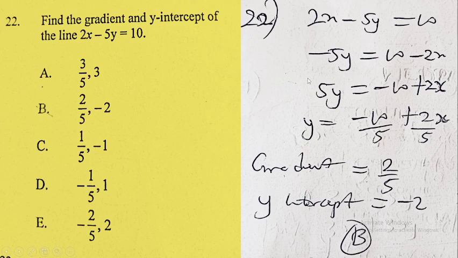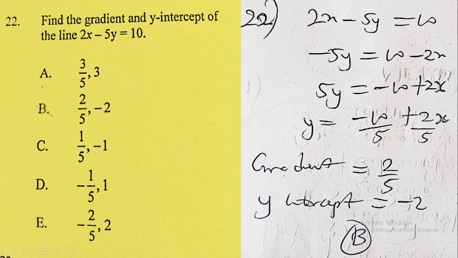Then you can multiply both sides by minus. That will take care of the minus here, and this becomes minus, this becomes plus. So our aim is to make y the subject of the formula. Then divide both sides by 5. That will give us minus 10 over 5 plus 2x over 5.